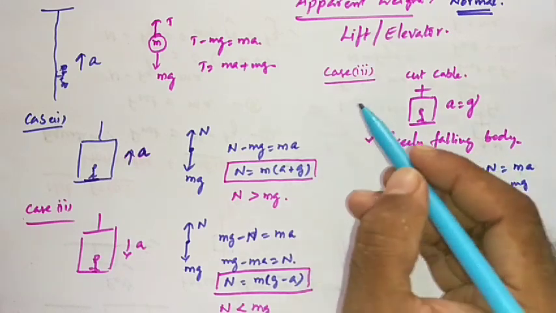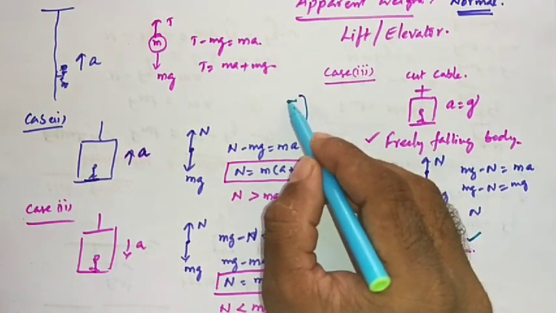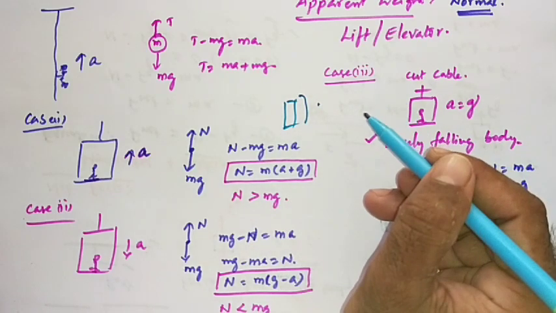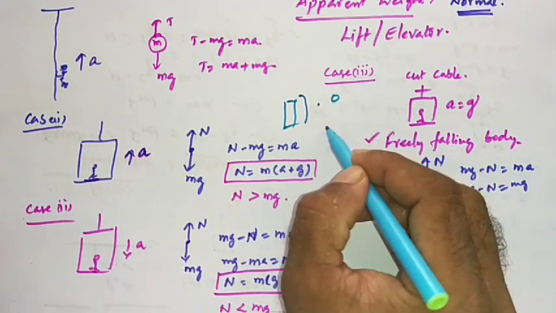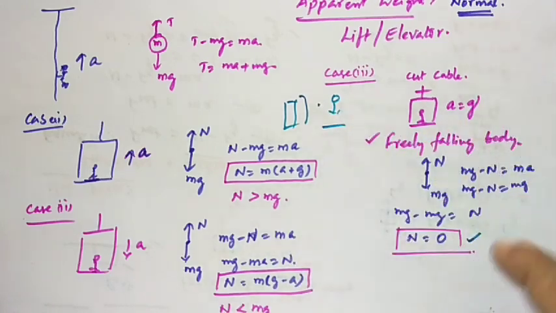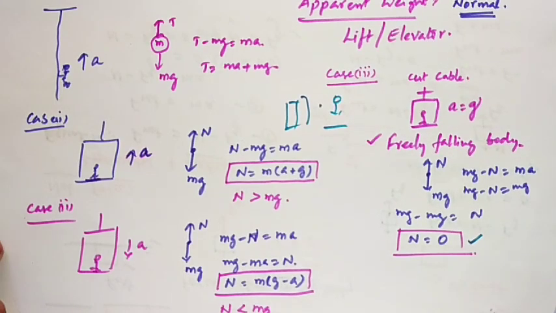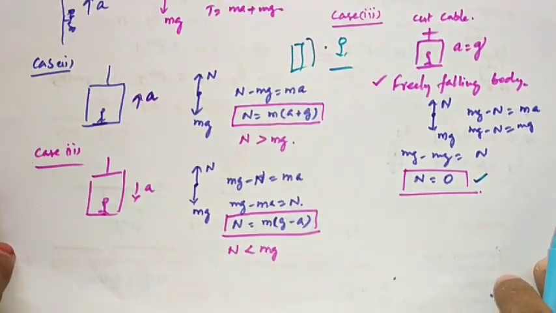That means if you jump from a building, your apparent weight will be 0 at that moment. If you drop an object, what is its apparent weight? 0, because these all come under freely falling bodies. So apparent weight of a freely falling body is 0. Clear? Now let us see another case.